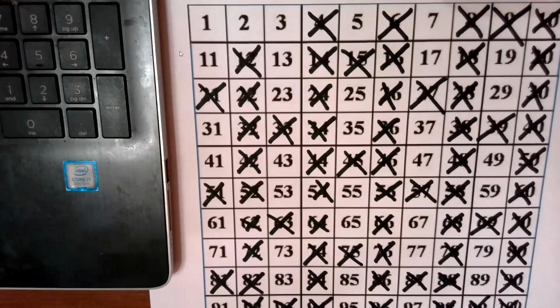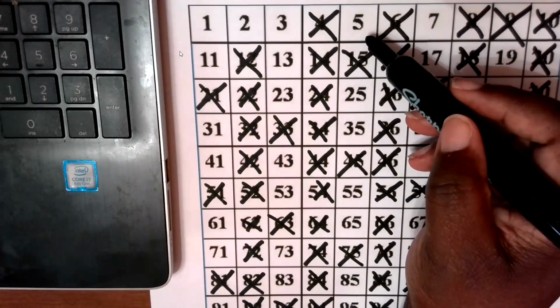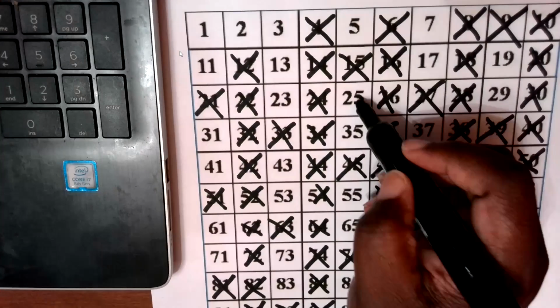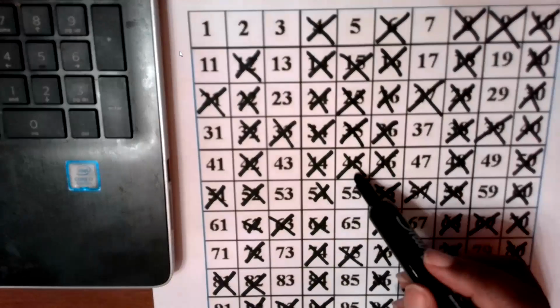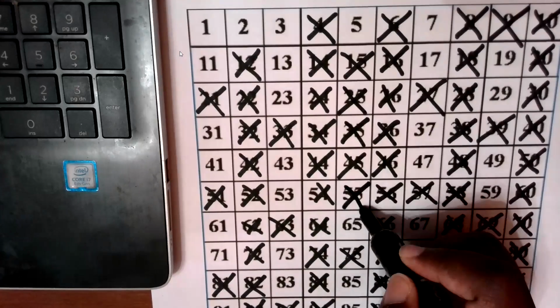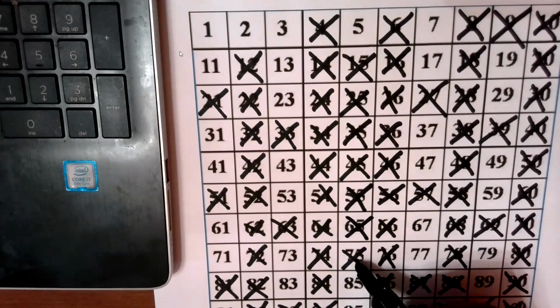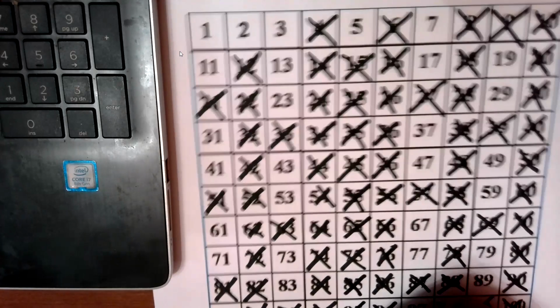Now we're going to do the multiples of 5. Because if it's a multiple of 5, it can't be prime, except for 5 itself. So 5 is prime. The only way to get 5 is 1 times 5. So 10 is already marked off. 15, 20, 25, 30, 35, 40, 45, 50, 55, 60, 65, 70, 75, 80, 85, 90, 95, 100.